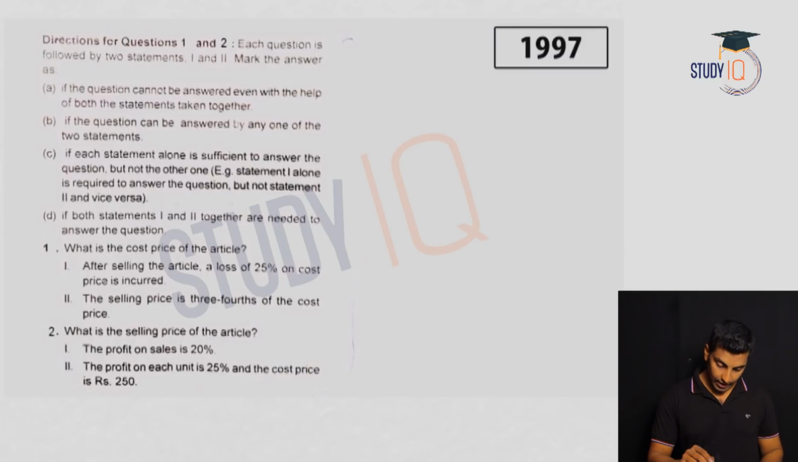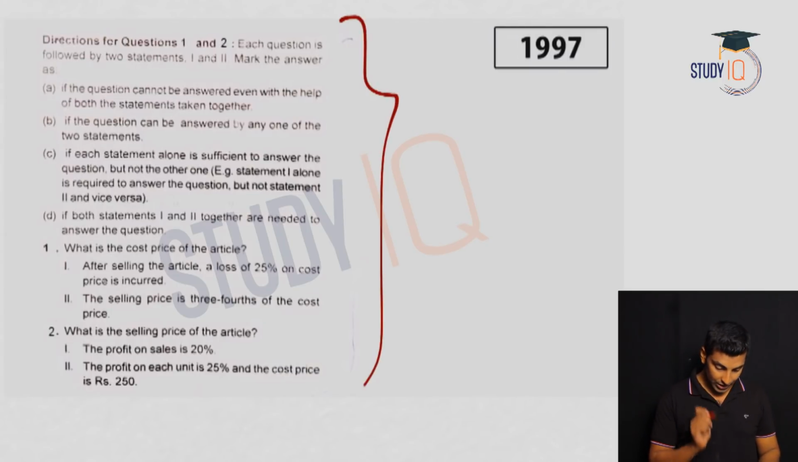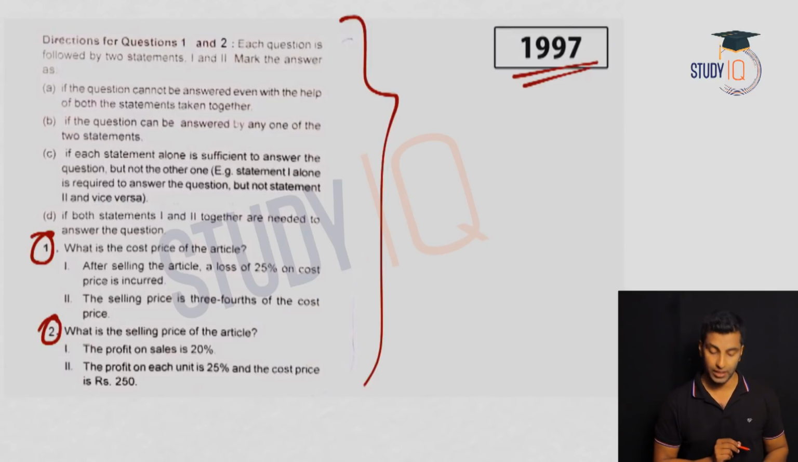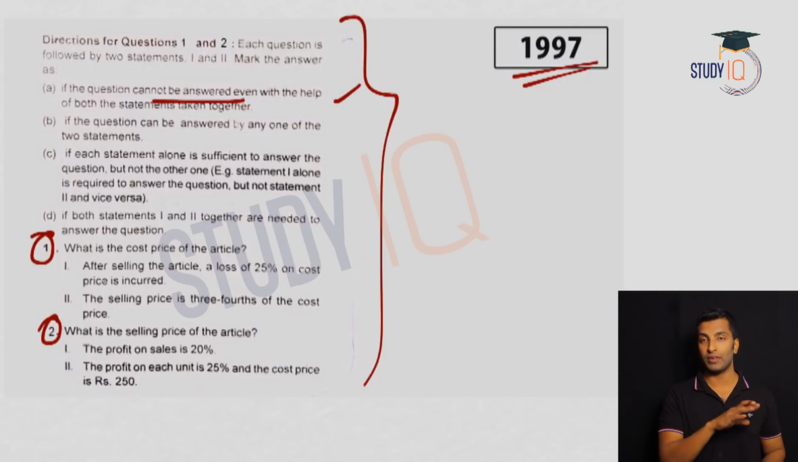I don't know whether it is clear to you or not. Some issues there with the clarity. So it's actually two questions, right? These two questions need to be answered. This was the 97th question. So you need to be very clear about the answer choices, right? The question cannot be answered even with the help of both statements together. That's the answer option A. In fact, this should have been the answer option D, like what we have seen earlier.